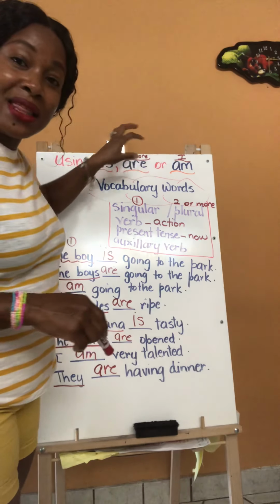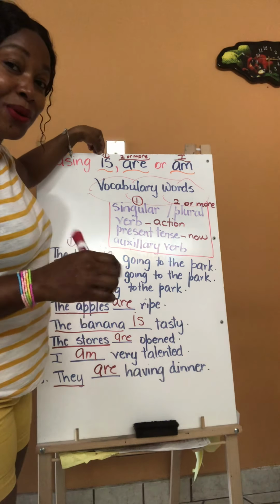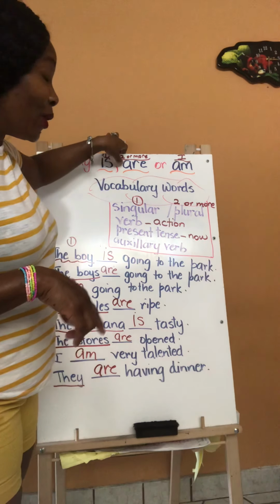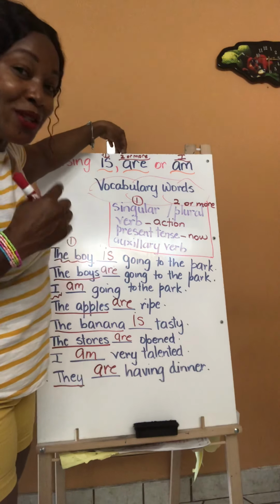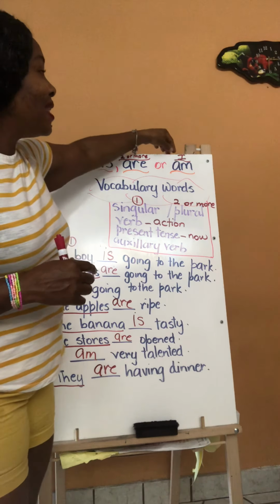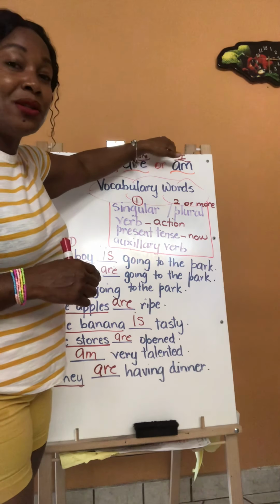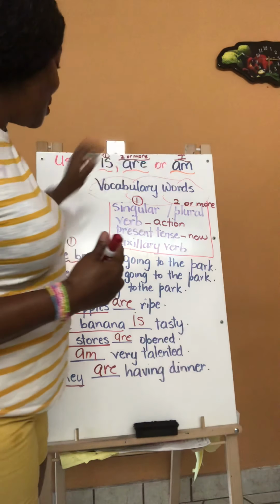So once you come across is, are, or am, again, always remember they are all used when we're talking in the present. And is goes with singular, which means one. Are goes with plural, which means more than one or two or more. And then I goes with am. So every time we think about saying am, we need to use I.